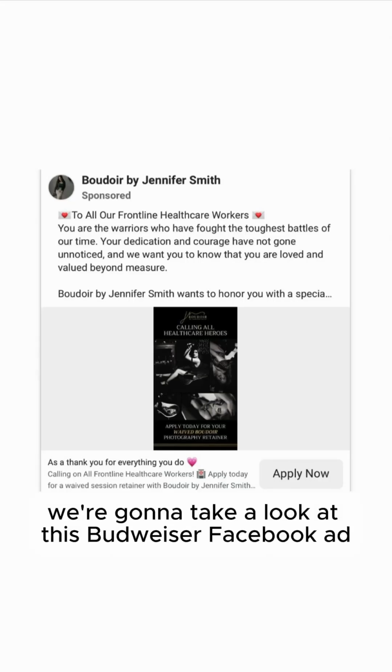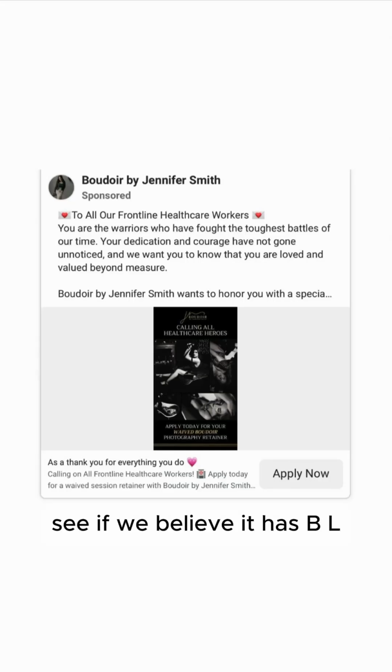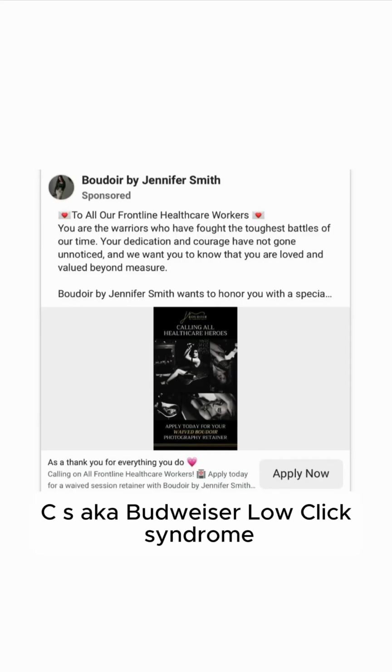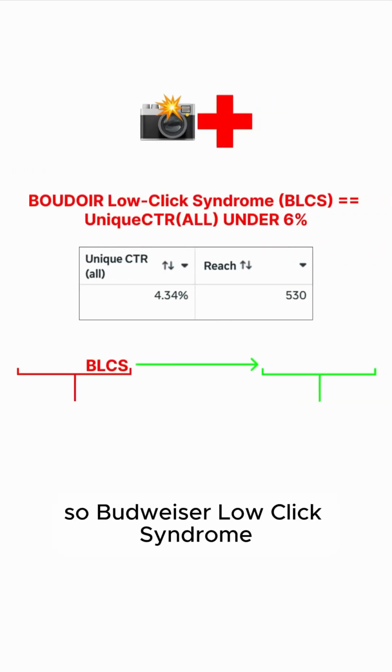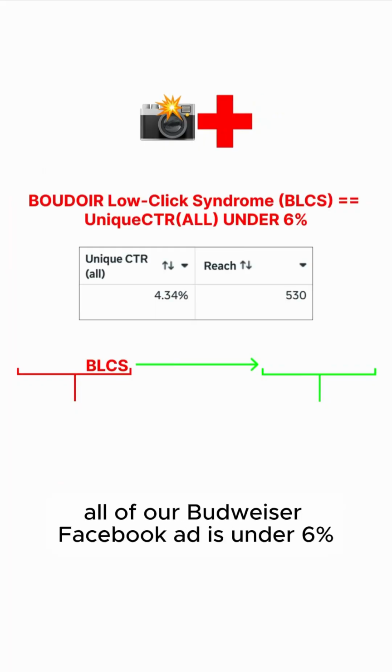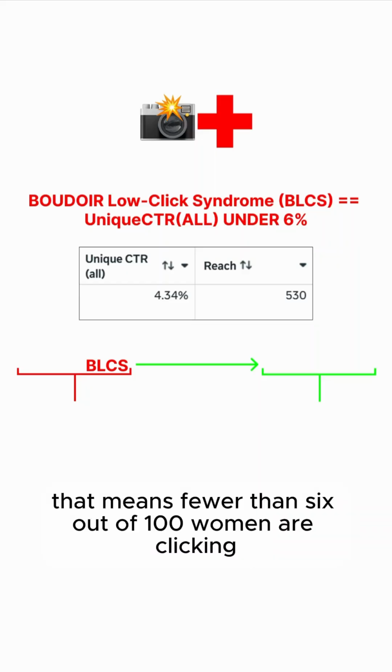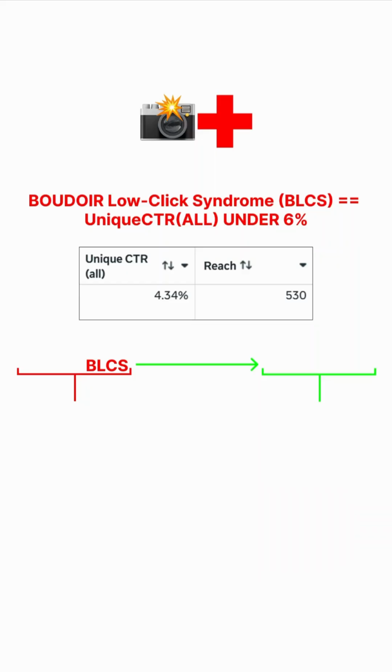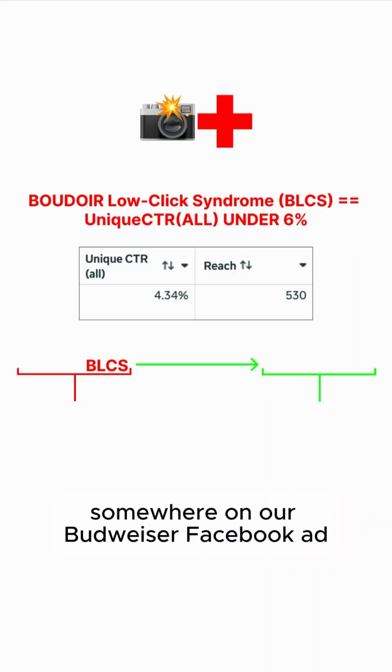All right, y'all, we're going to take a look at this Boudoir Facebook ad, see if we believe it has BLCS, aka Boudoir low click syndrome. Boudoir low click syndrome, aka BLCS, is when the unique CTR of our Boudoir Facebook ad is under 6%. That means fewer than 6 out of 100 women are clicking somewhere on our Boudoir Facebook ad.